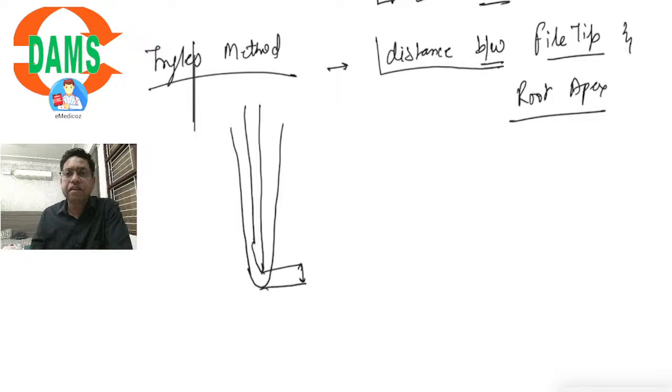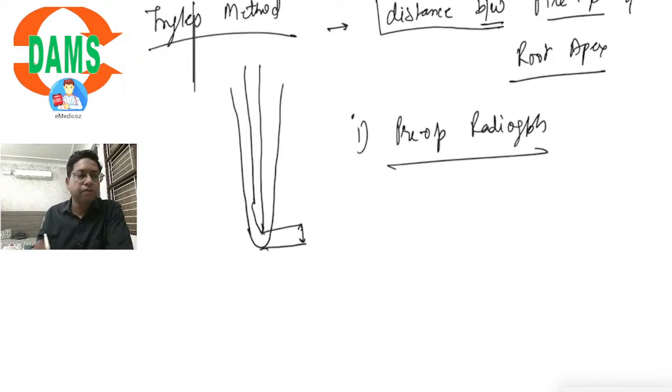Distance between the file tip and the radiographic root apex is taken into account. So what is the first step? We take a pre-op radiograph of the tooth. We take the preoperative radiograph, and on this preoperative radiograph we measure tooth length.